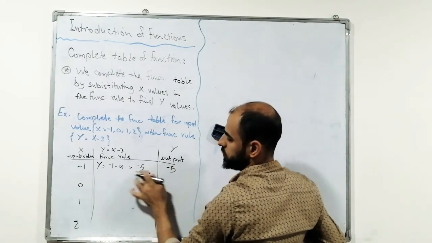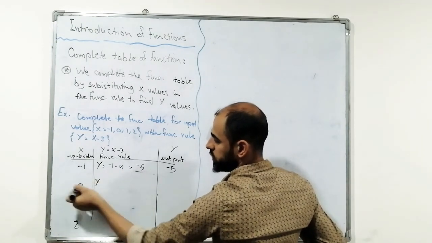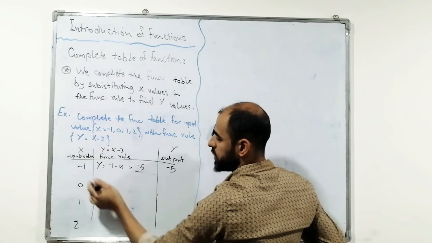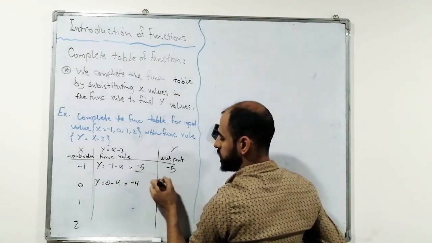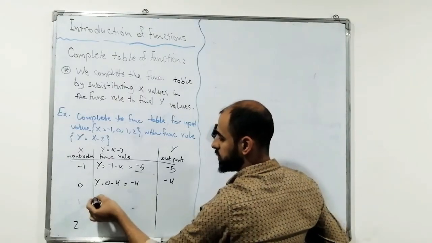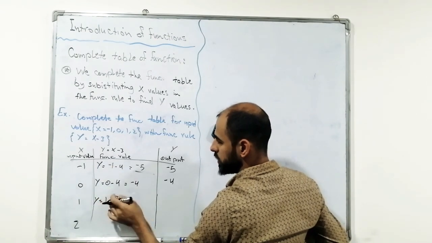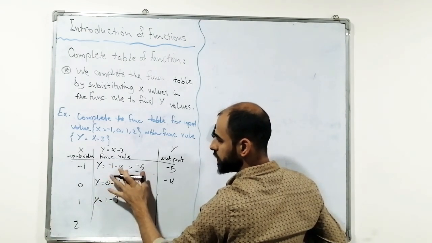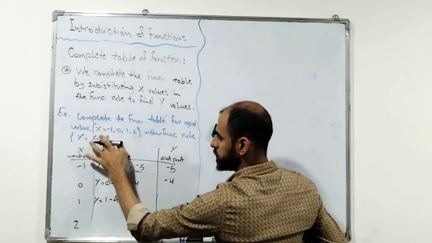This is the output. The next input value is 0, so we substitute 0 for x. 0 - 4 gives -4. So here the output is -4. Now substitute 1 for x. So it will be 1 - 4.